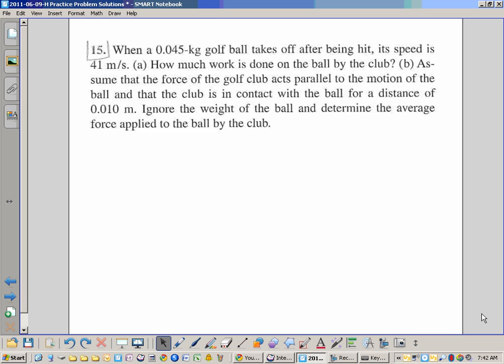Okay? So again, what do we know? We know that work is equal to delta kinetic energy, and we know that work is equal to force times distance, or F D cosine theta, but it says it's parallel. So it's sort of a two-equation strategy. We're solving for work based on this right here, and then we're going to solve for force based on the fact that those two statements are equal.